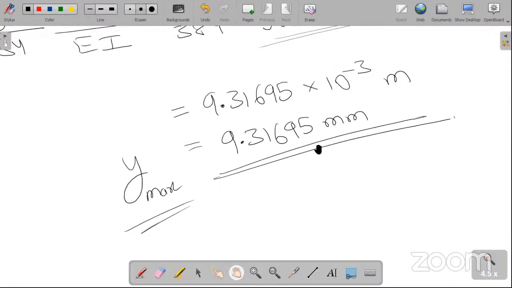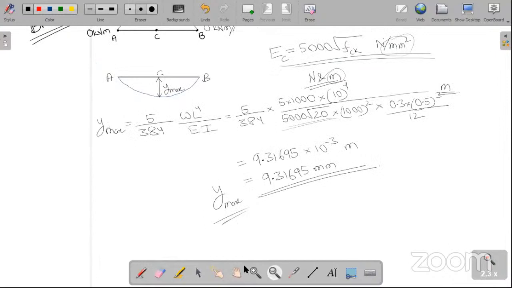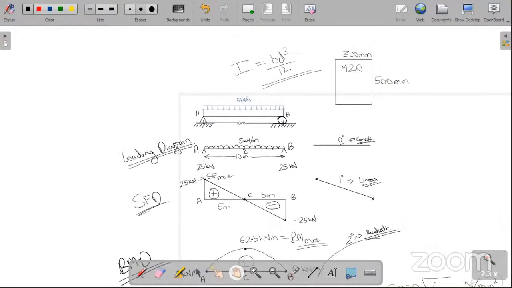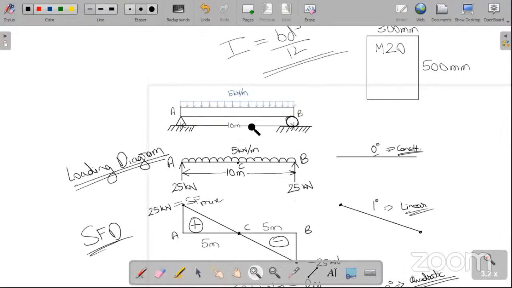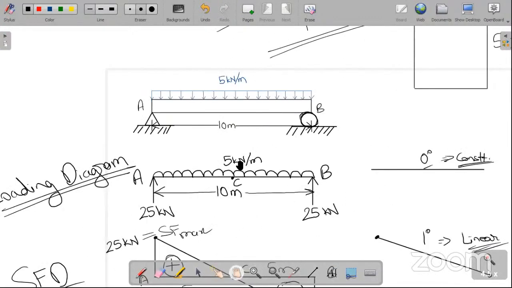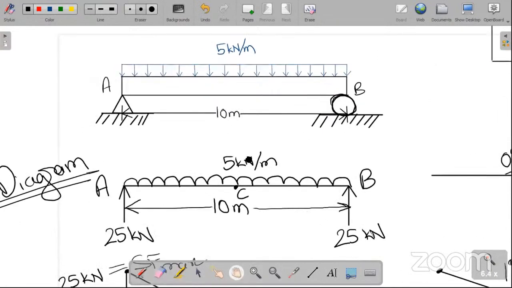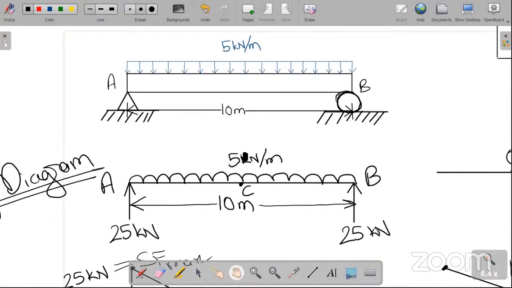If you think I've got the incorrect answer, just let me know on chat. I hope all of you are getting the same answer. Now let's do a very interesting thing. Let's verify this whole solution on STAAD and see if we get the same answer or not.